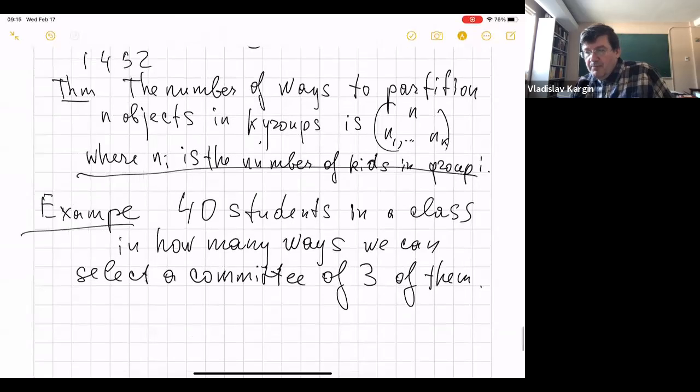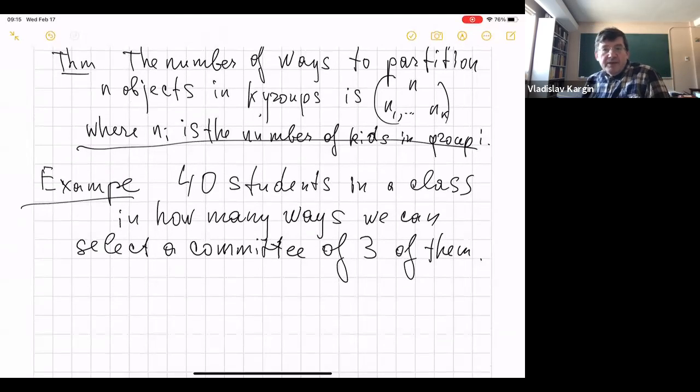Okay, and we assume that the people in the committee have the same role. So there is no special man who is the chairman of this committee. All the people are just 3 people in this committee, and it doesn't matter who is who. There is no chairman, no treasurer, and so on. So it's just a partitioning. It's a classic partitioning problem.